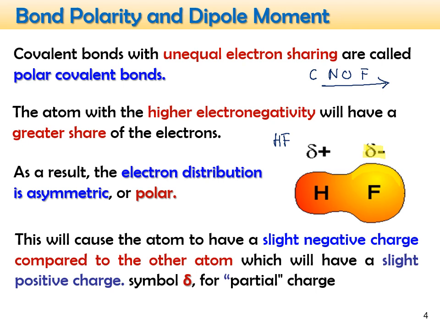As a result, the electron distribution is asymmetric, or in simple words, it is not symmetric. Or we can call it polar, meaning there is polarity here. This causes one atom to have a slight negative charge compared to the other atom, which will have a slight positive charge, and we indicate this with partially positive or partially negative.